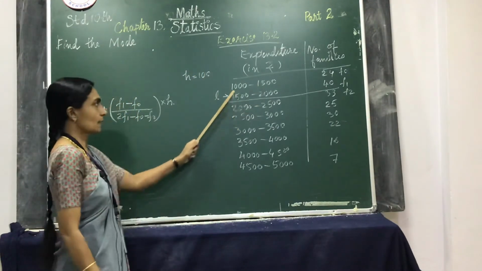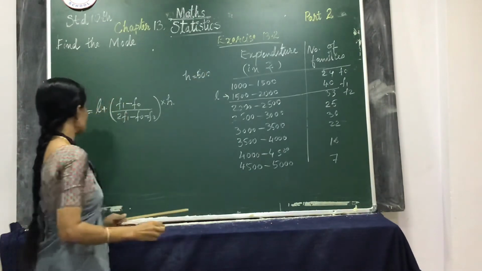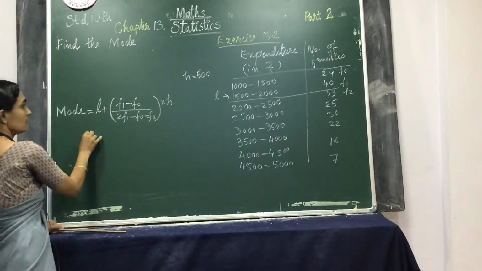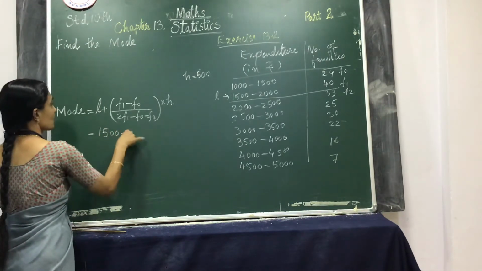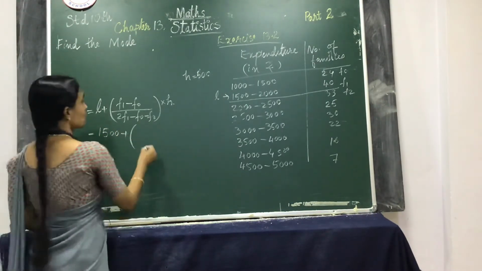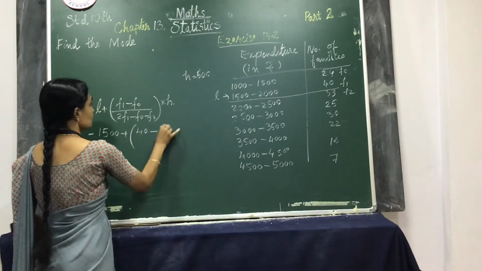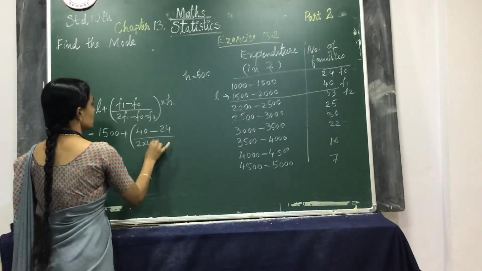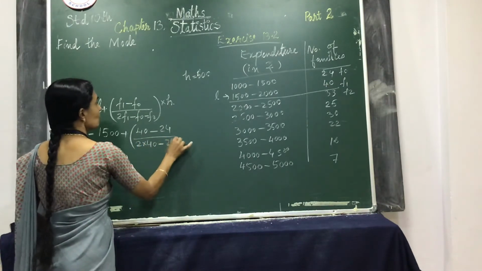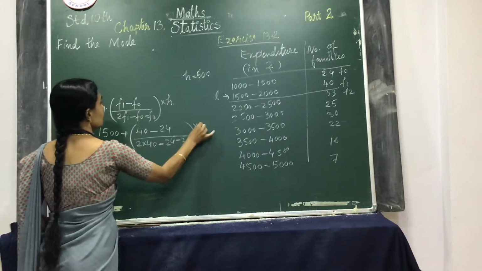The width of the class interval is 500. So substituting in the formula, we have L is equal to 1500 plus (f1 is 40 minus 24) divided by (2 into 40 minus 24 minus 33), and h is 500.